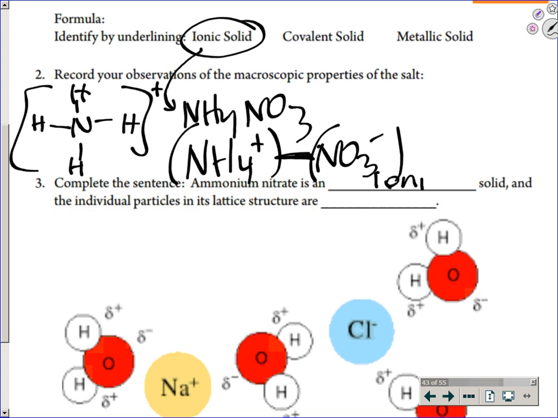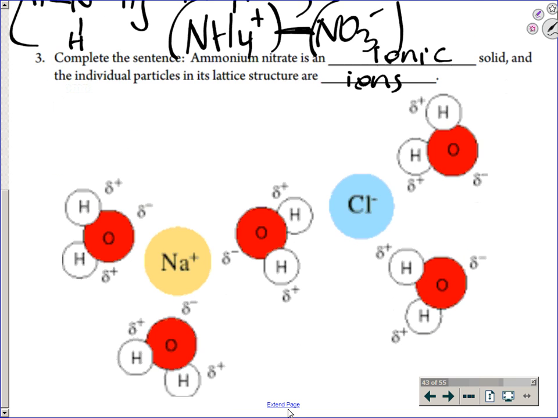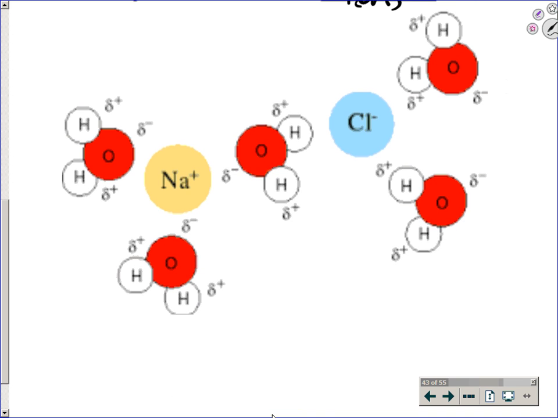Okay, ammonium nitrate is an ionic solid, composed of what? What builds up that solid? Say again? Just ions. It's just a bunch of ions together. So you guys were like, I don't know, what word could this be? Ions.